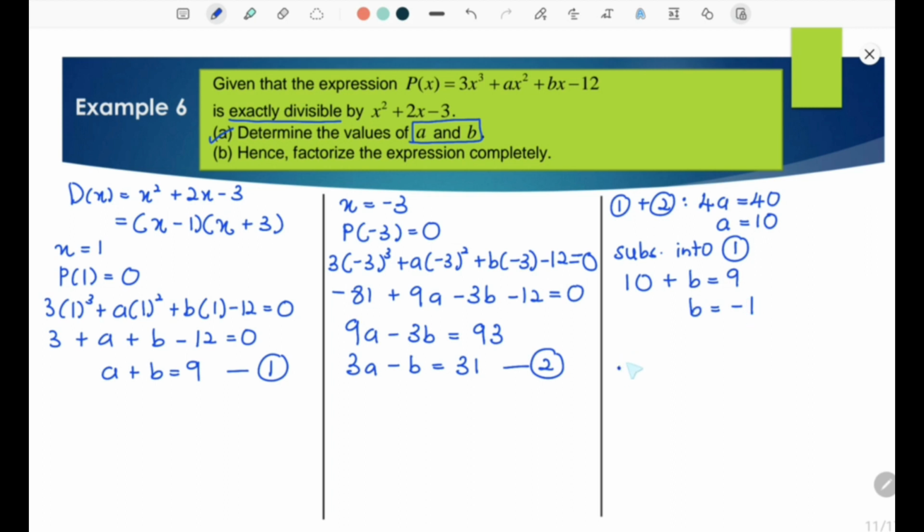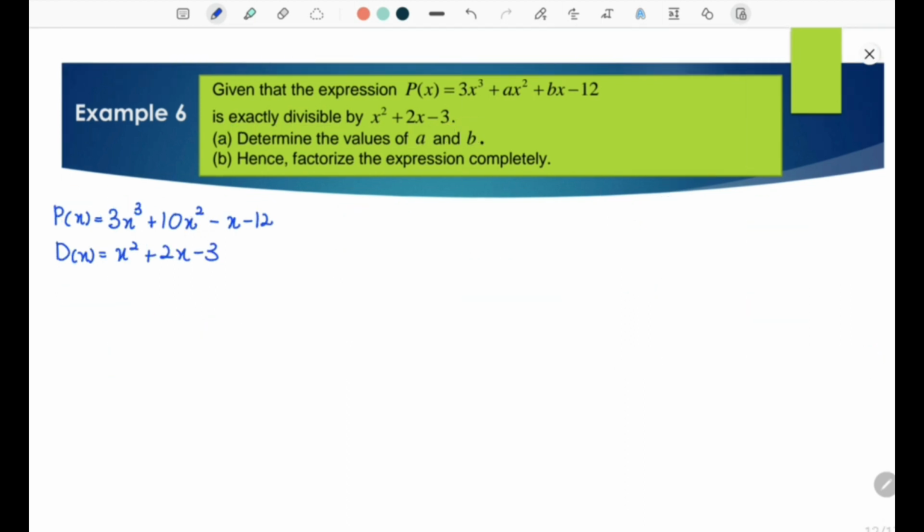And I'm going to write this value of a and b in this polynomial because we are going to use it later in question B. So we get P(x) equal to 3x cubed plus 10x squared minus x minus 12. Now let's try to answer question B. Factorize the expression completely. In order to factorize the expression completely, I'm going to apply long division.